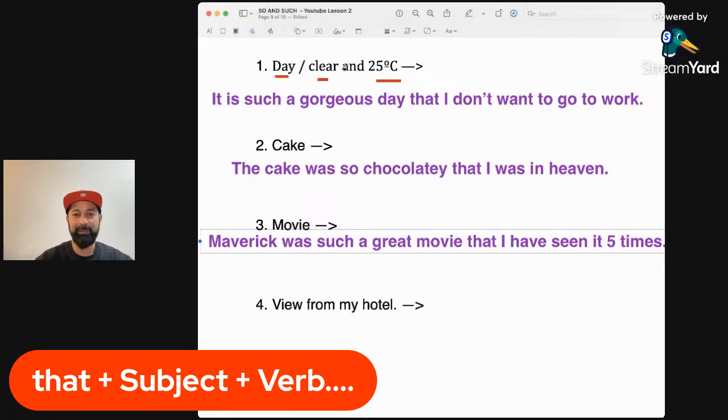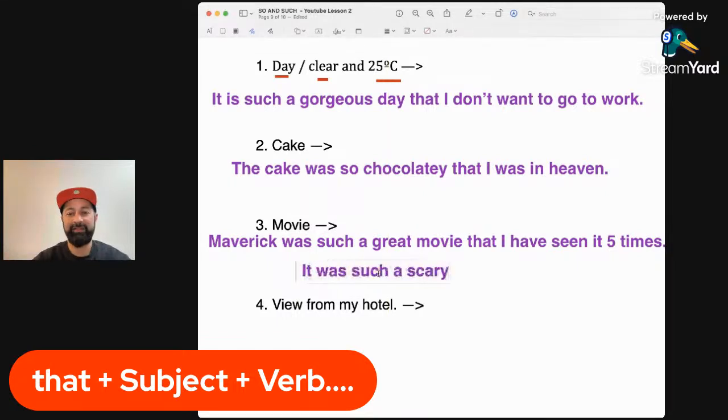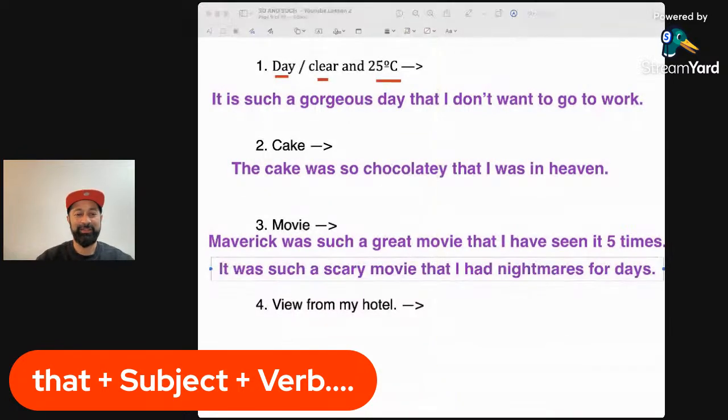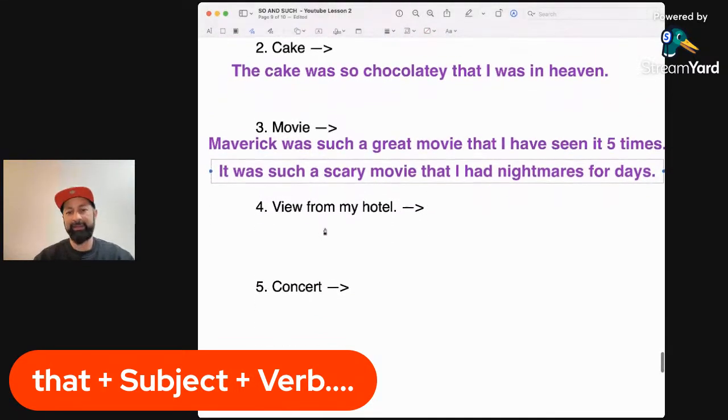And let's do another example. So that was a good example, Maverick. "It was such a scary movie that I had nightmares for days." I am a huge horror movie fan. Love it. My parents would always rent horror movies, and sometimes we would go to horror movies together. So I became trained to love horror movies. All right, and let's move on to the next one. If you have another answer, just please share it, and I'll definitely go back to that as well.